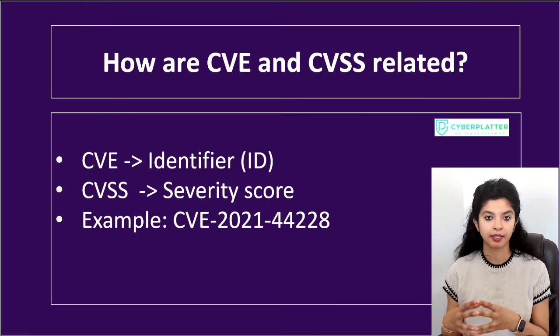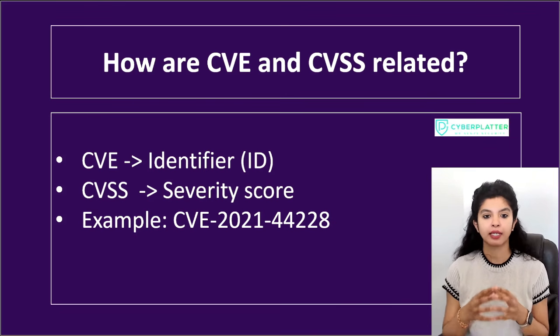For example, consider this vulnerability, CVE-2021-44228. CVSS score for this is 10, that is critical. Description is remote code execution in Apache Log4j, and the impact is widely exploited globally.